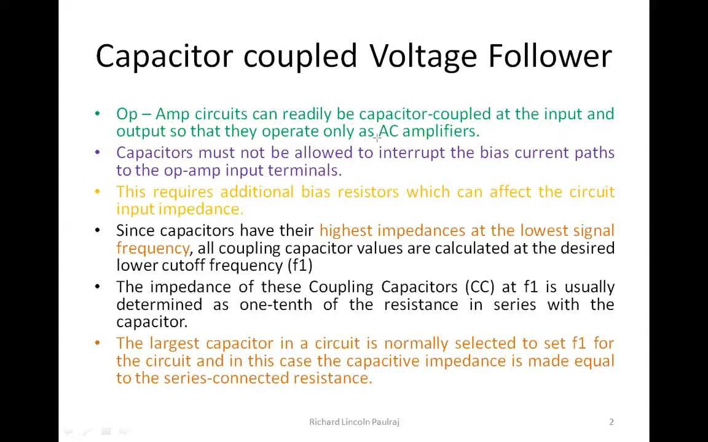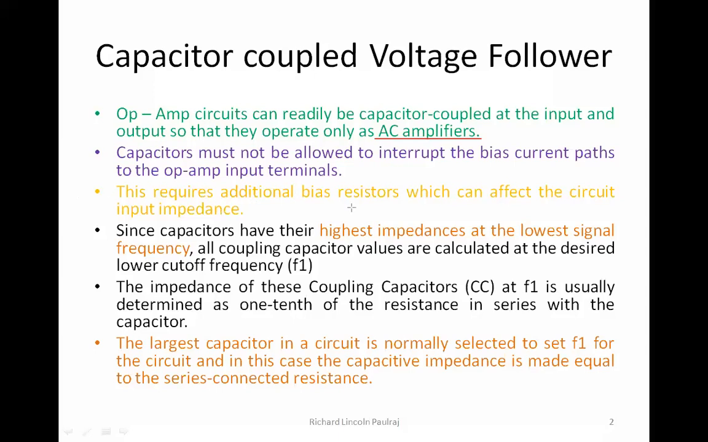Now this is important. How do they become AC amplifiers? With the help of capacitor coupled inputs and outputs. So at the input we put a capacitor, and at the output side we put a capacitor. Capacitors must not be allowed to interrupt the bias current paths to the OPAMP input terminals. The capacitor should block voltages, and it should be able to pass through the bias current. Bias currents actually make your circuit more stable.